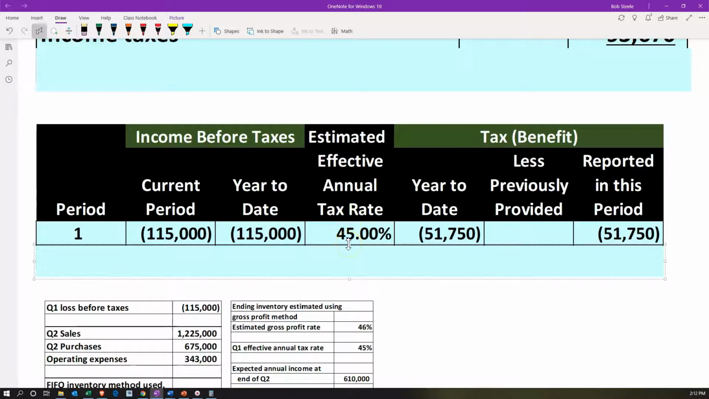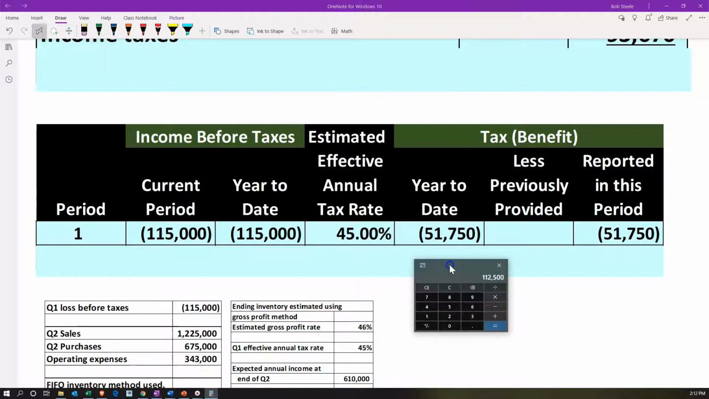So this would presumably already be filled out. If we were doing this in practice, it would already be in the worksheet. Q1, we had the loss of $115,000, as you can see here. Year to date, $115,000 loss, because that's all that has happened up until this point. The effective annual tax rate is 45%. In other words, we did a calculation of the estimated effective annual tax rate.